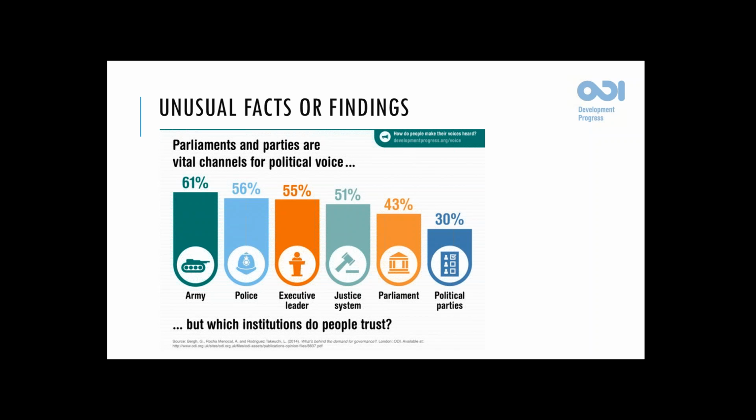And in this particular survey, we had found that within the respondents, 61% of people said the institution they trusted first and foremost was the army. And we found that really surprising, and you can see political parties are much lower down the scale at 30%. So we produced this infographic to really highlight that main finding of this particular survey.